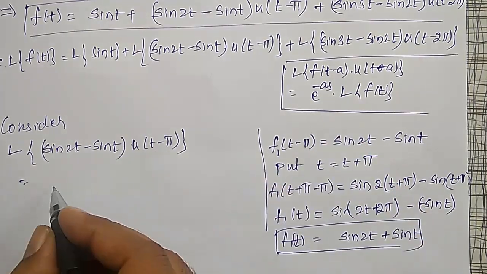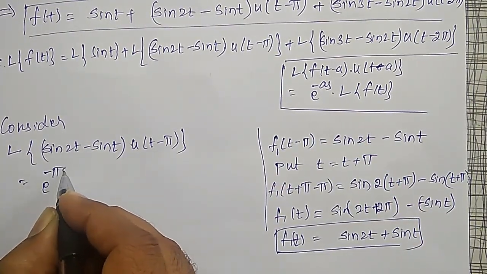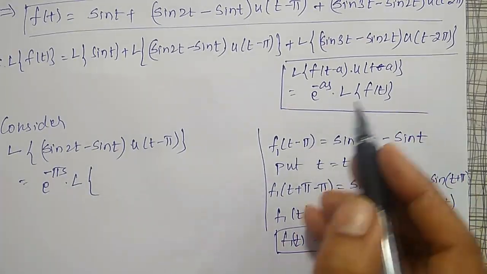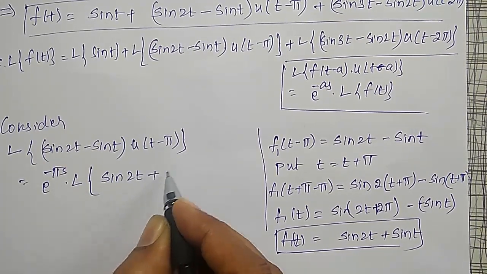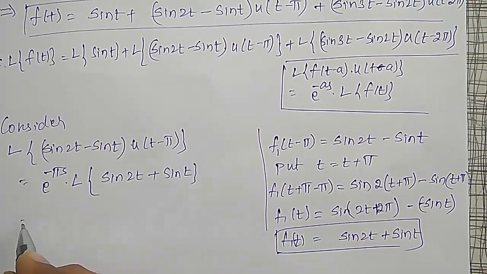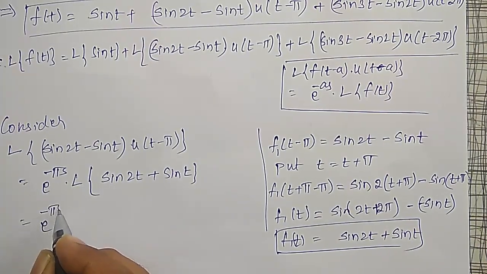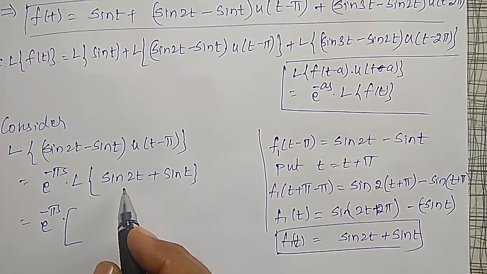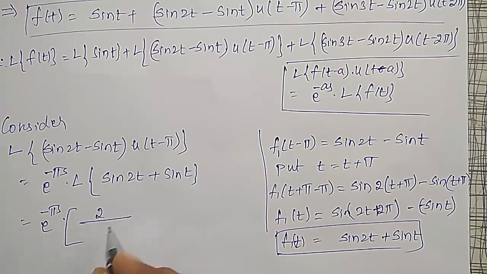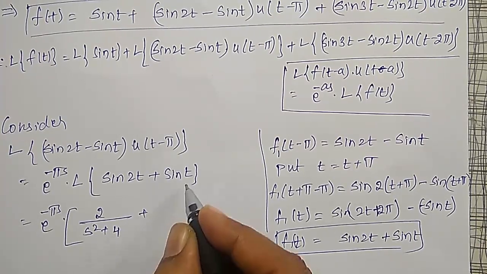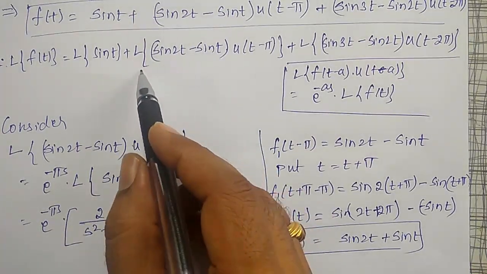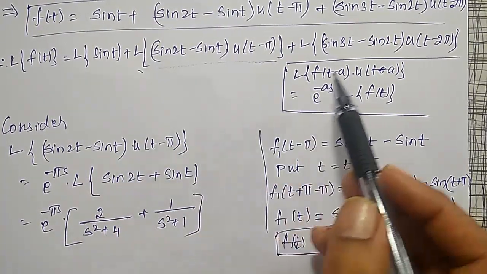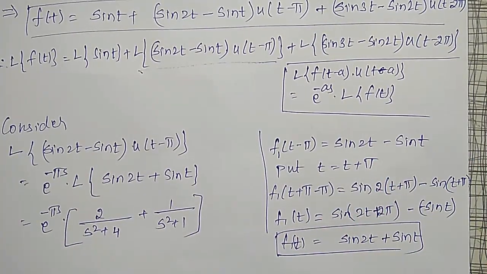Using this property, e to the power minus pi s into Laplace transform of f of t. Its shifted function is sin 2t plus sin t. That is e to the power minus pi s into bracket, Laplace transform of sin 2t is 2 divided by s square plus 4, plus sin t is 1 divided by s square plus 1. This is Laplace transform of first function. Like that, Laplace transform of second function I have to find out now.